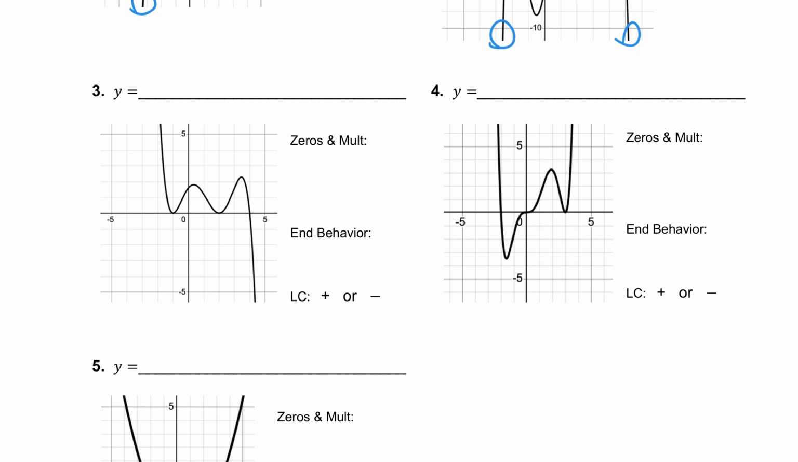Okay, look at number 3. Okay, we have this 0 and -1. It bounces, so it's multiplicity 2 because it bounces. Okay, then it crosses again here and bounces. So again, I'm going to say multiplicity of 2. And here it crosses, so it's multiplicity of 1. So the second one was 2 with multiplicity of 2. The third one was 4 with multiplicity of 1.